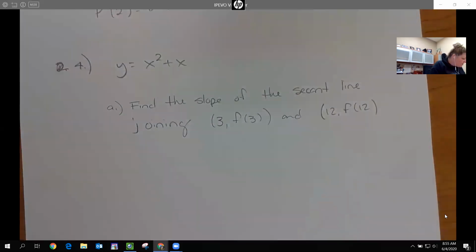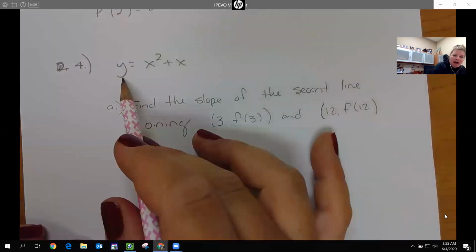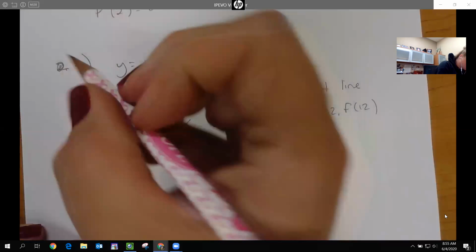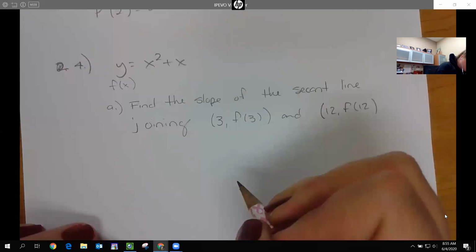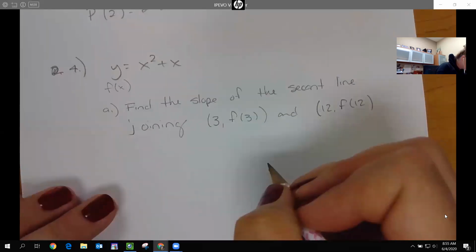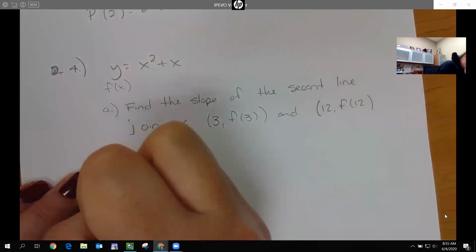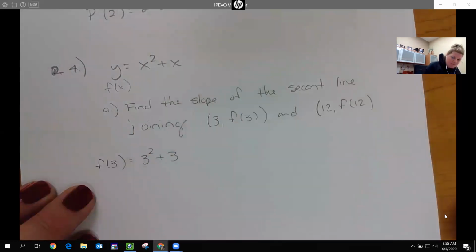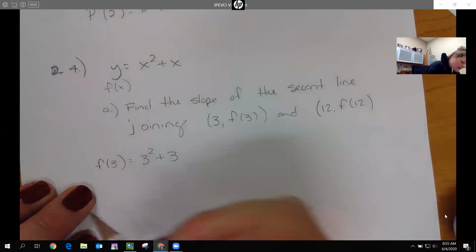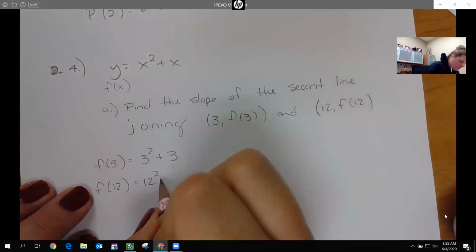So what would I do to find the slope? Well, I'm actually going to have to calculate these values. I can't just say f of 3. And this says y, which is the same as f of x. Okay, so we're going to put in our f of 3. So we're going to find our f of 3, which is going to be 3 squared plus 3. And we're going to find our f of 12, which is going to be 12 squared plus 12.